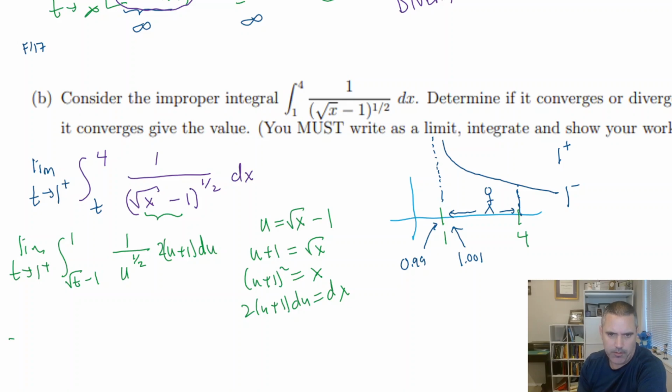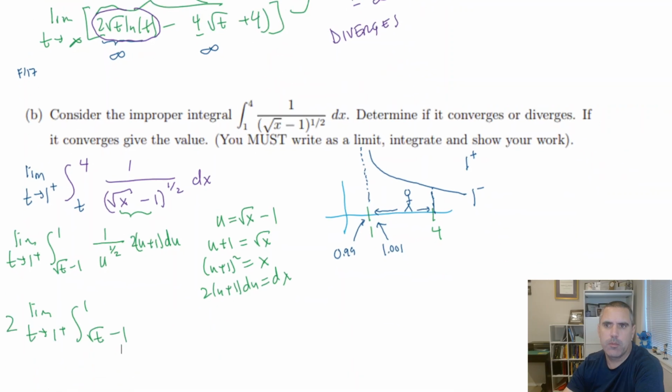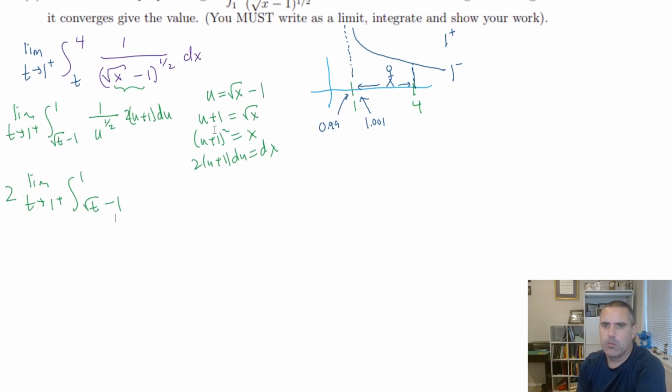So let's kind of see where we're at. Let's pull this 2 out. Let's do the limit as t goes to 1 of the integral of the square root of t minus 1. And I'm going to zoom, do two things to make us, this is where we're at. And then I have u plus 1.